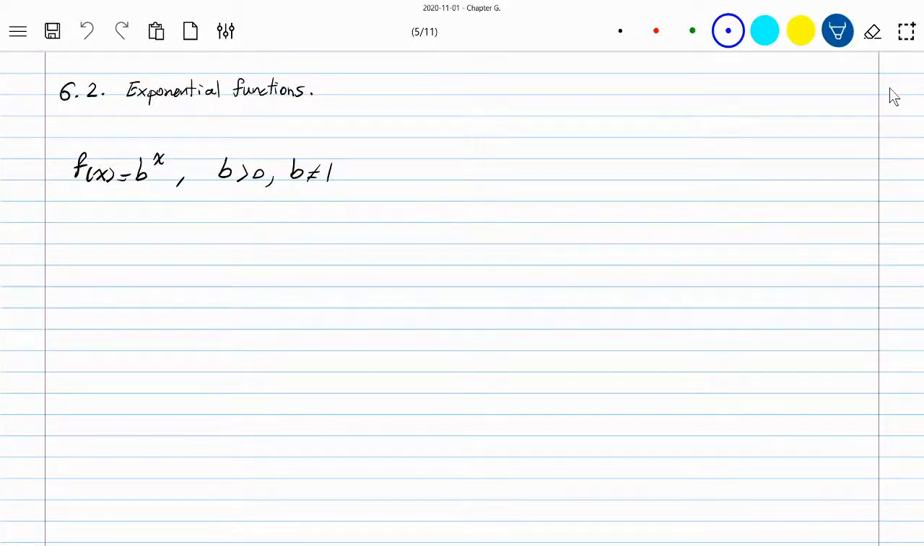Today we're going to talk about exponential functions. The general form of an exponential function is b to the power x, where b is a constant number and x is the variable. We normally assume that b is greater than 0 and not equal to 1, because if b is a negative number, then certain powers give a complex number.